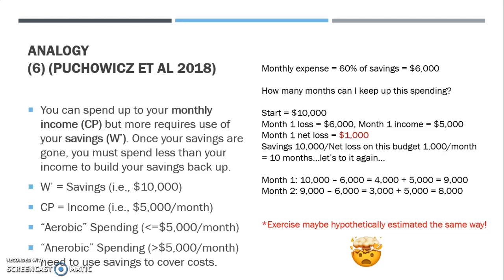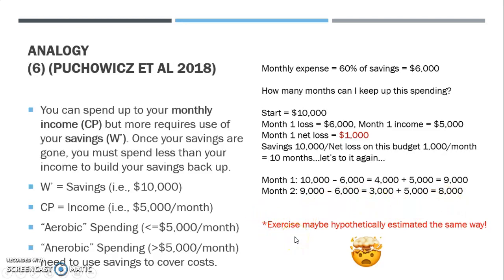If you want to do anaerobic spending, or you want to spend more aggressively, then you could spend more than $5,000, but you need to use your savings to cover those costs. So essentially what you can do is, for a certain budget, if you say 60% of savings per month, then you can predict how many months it is going to take for you to run out of your savings. So at the end of the day, when you look at this equation, you can see that every month you're going to lose 1,000, and then eventually by 10 months, you won't have any savings anymore.